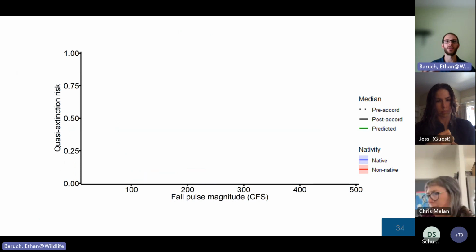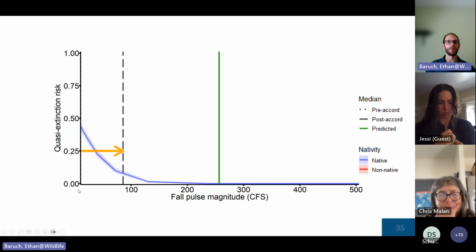So the final result that I want to just look at in detail is the fall pulse, because this was one of the main focuses of the flow accord. And prior to the accord, most years did not have a fall pulse. So this was, in the modeling scenario, a median magnitude of 0. But the flow accord mandated a 5-day fall pulse that occurred every single year. And on average, that was about 85 CFS for 5 days. So this is a relatively small amount of water that is being used during this period of time.